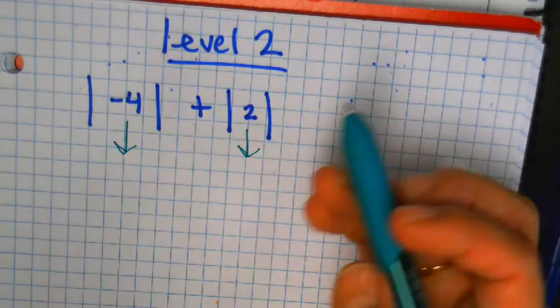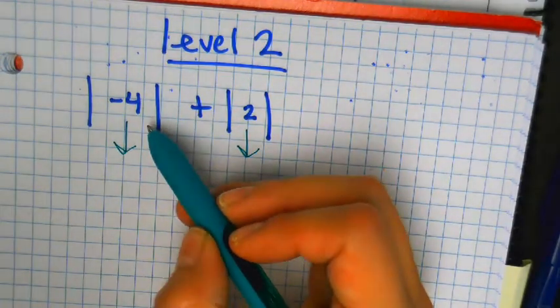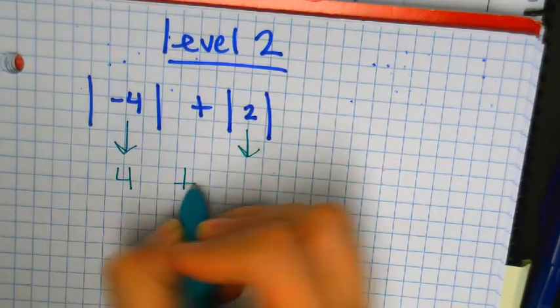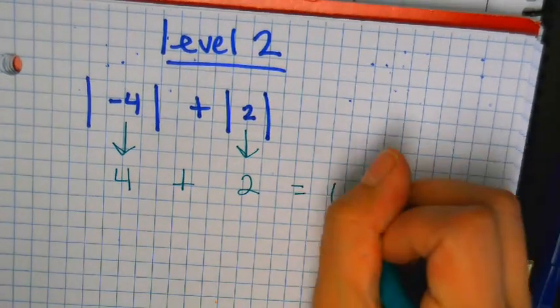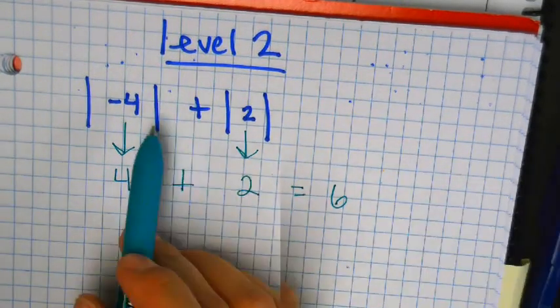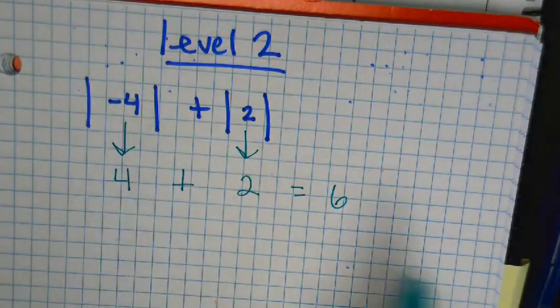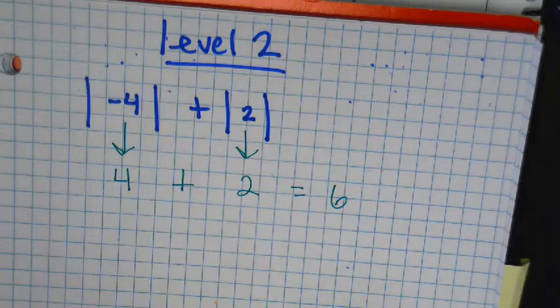So what's the absolute value of negative 4? 4 plus absolute value of 2? 2. And this equals 6. Okay? So Luis, we drop down the numbers. We take the absolute value of each number, and that's it. Then you add.